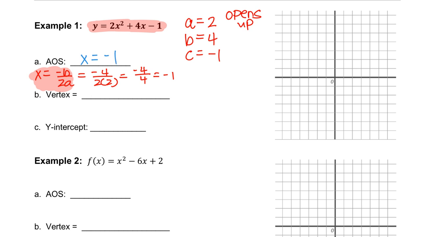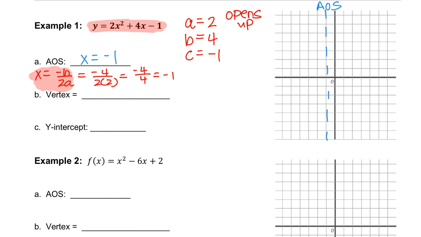So I'm going to go ahead and graph that on my coordinate graph. I'm going to go over to where x equals -1. X equals -1 right here. So that means that my axis of symmetry goes straight down. And I'm going to label it AOS so that I know that's what it is.